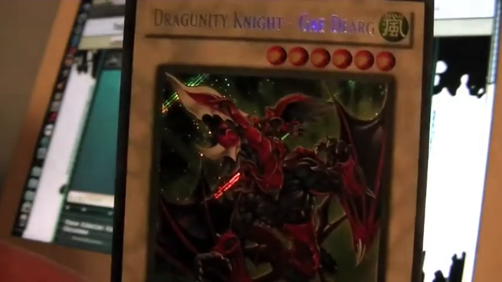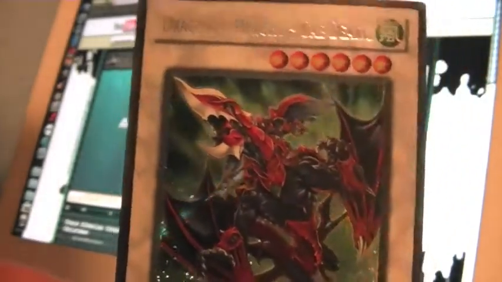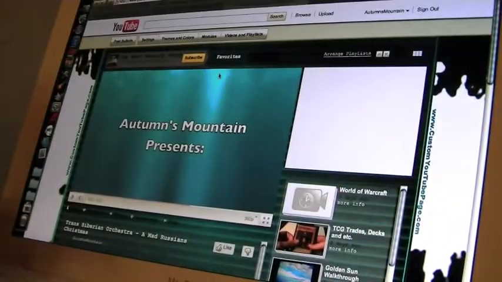But I did get this. And it's up for trade. I don't know what I want. I guess I'll have to update my list. He looks pretty cool though.